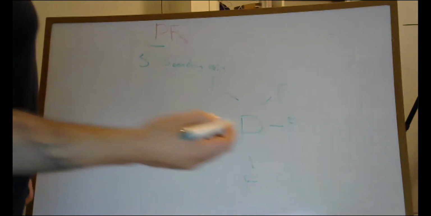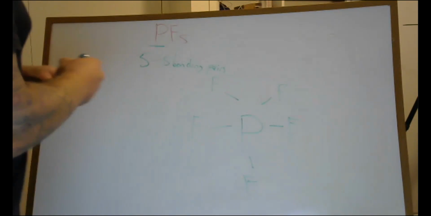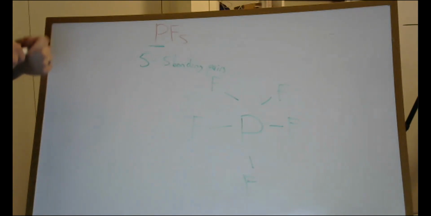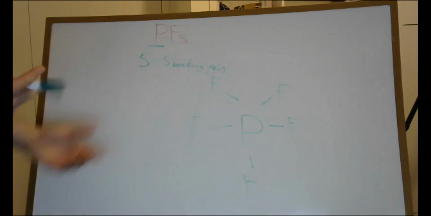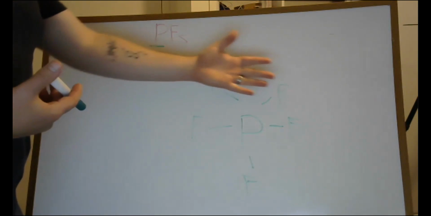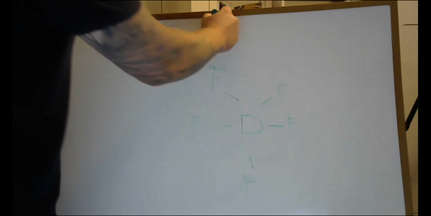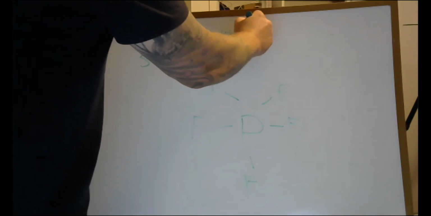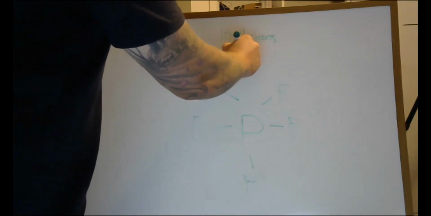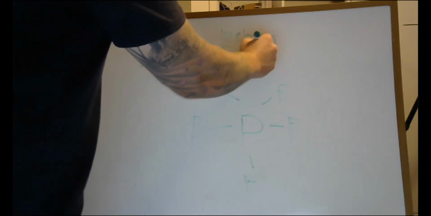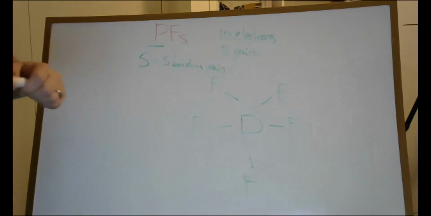So in this molecule, we know that phosphorus is in group 5, so phosphorus will contribute 5 valence electrons. There are 5 fluorines, so we have 10 electrons, which gives us 5 bonding pairs, which would give us the shape of the trigonal bipyramid.